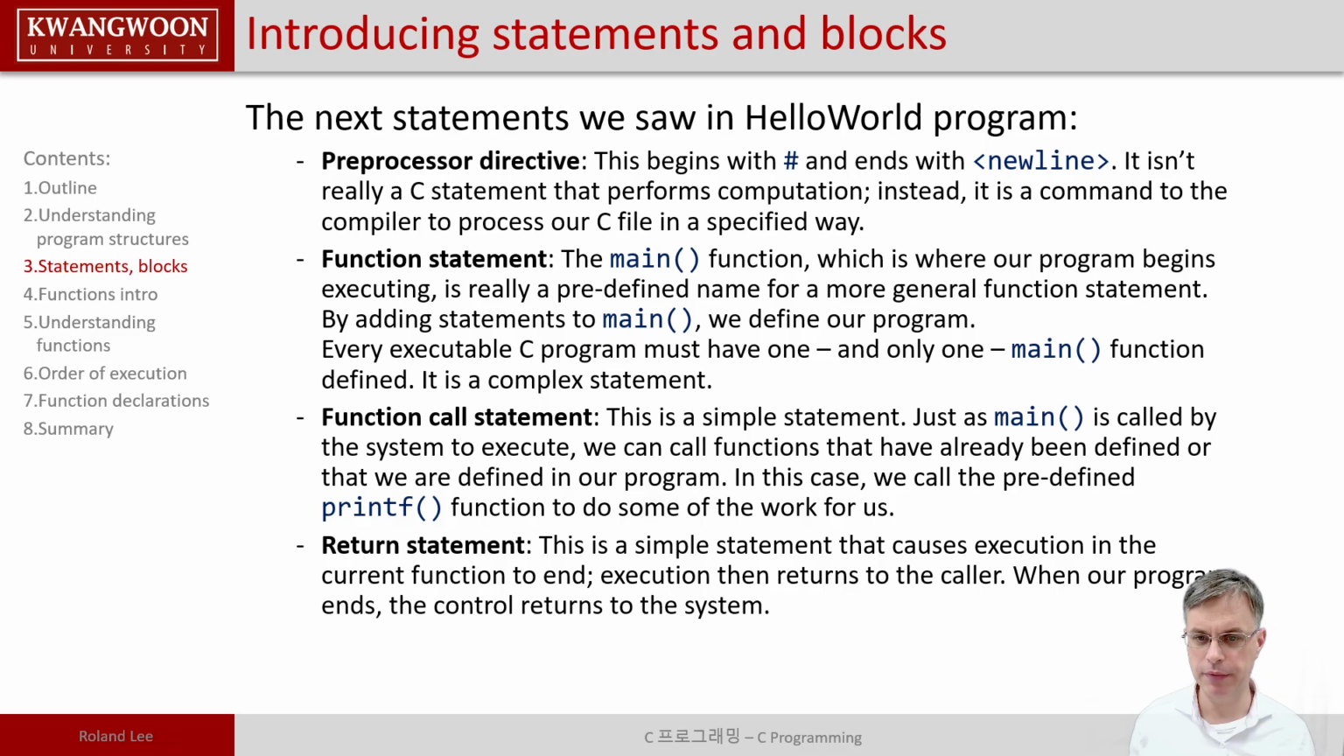Preprocessor directive. This begins with the hash, or sharp, and ends with a new line. It isn't really a C statement that performs computation. Instead, it is a command to the compiler to process our C file in a specified way.